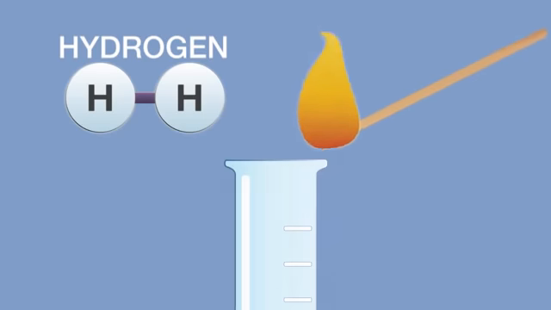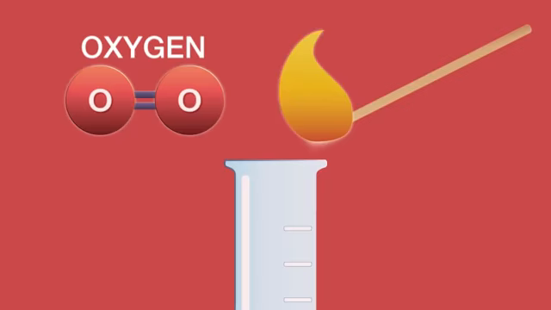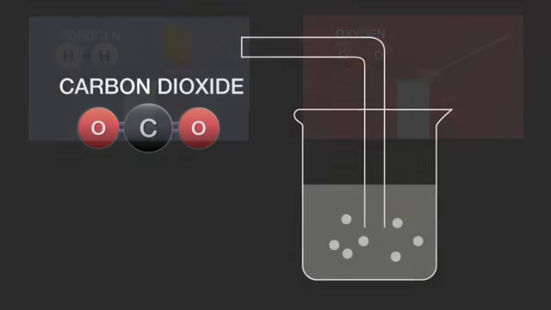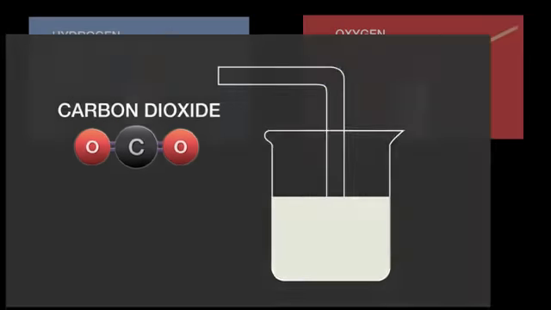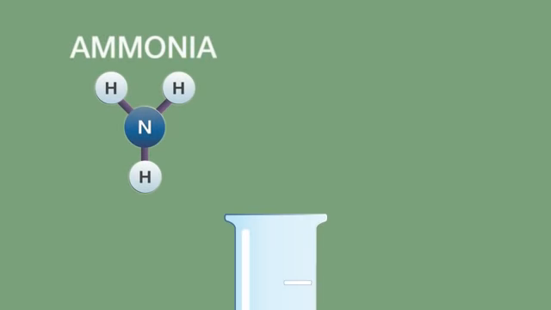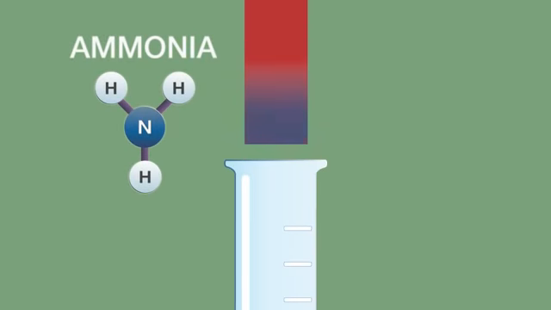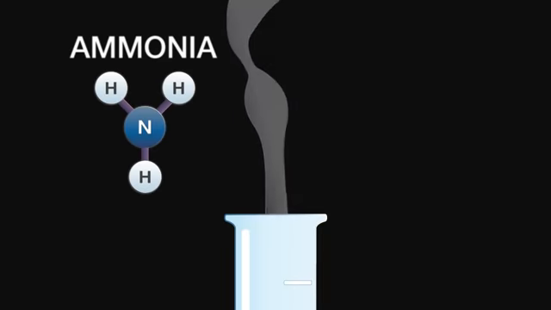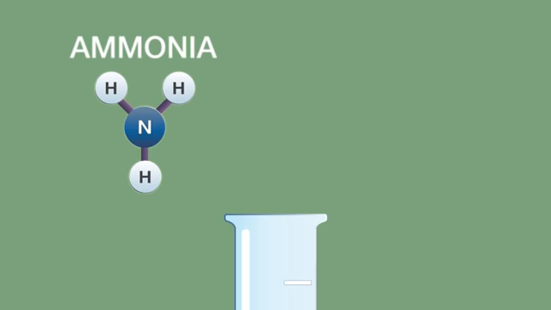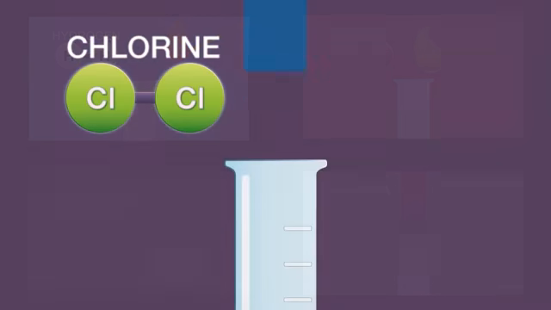In conclusion, hydrogen burns with a squeaky pop, oxygen relights a glowing splint, and carbon dioxide turns lime water milky. Ammonia turns damp red litmus paper blue and forms a white smoke of ammonium chloride in the presence of concentrated hydrochloric acid. Chlorine turns damp blue litmus paper red and continues to bleach it to white.